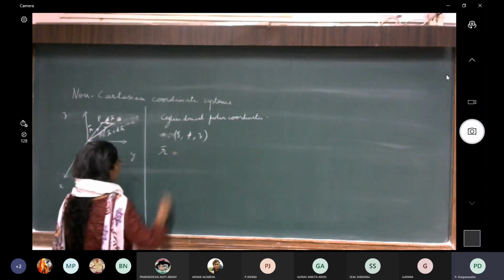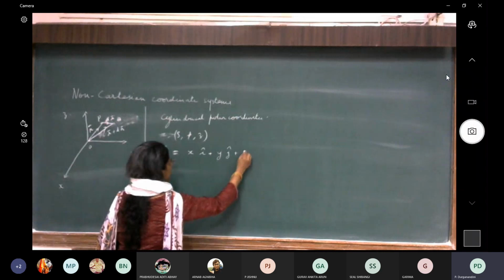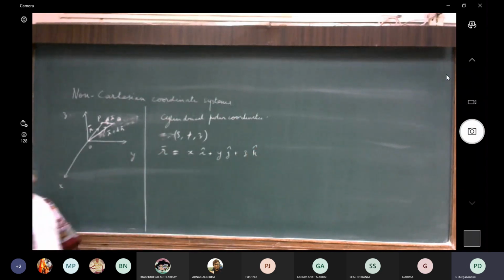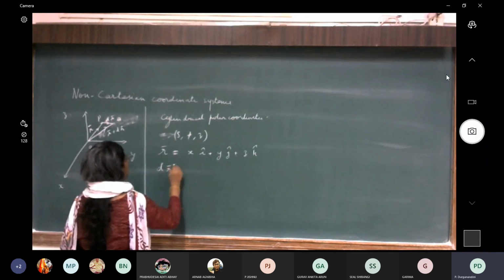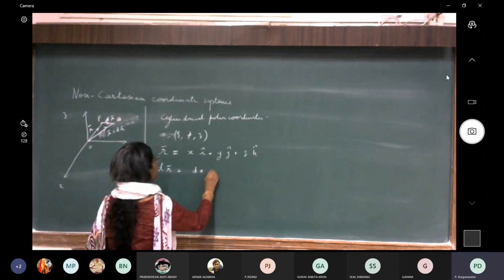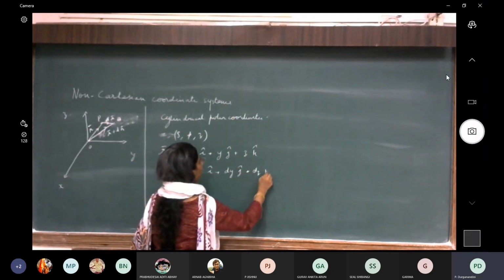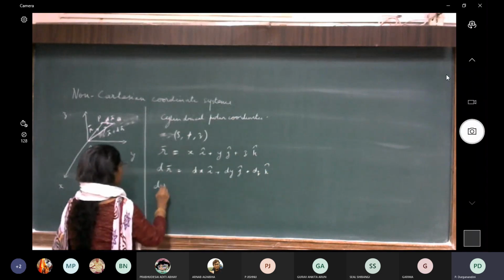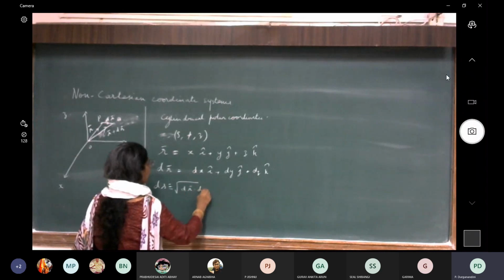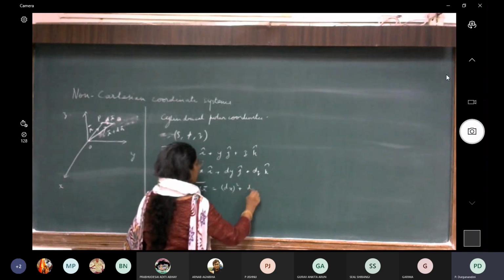If you look at the position vector r, in Cartesian it's x i plus y j plus z k. And if you look at dr, this infinitesimal displacement, in Cartesian coordinate systems it's simply given by dx i plus dy j plus dz k. And if I ask what is the magnitude of this displacement, it's dr dot dr, and this is simply going to be dx squared plus dy squared plus dz squared.